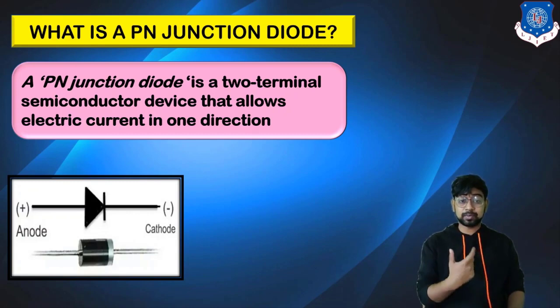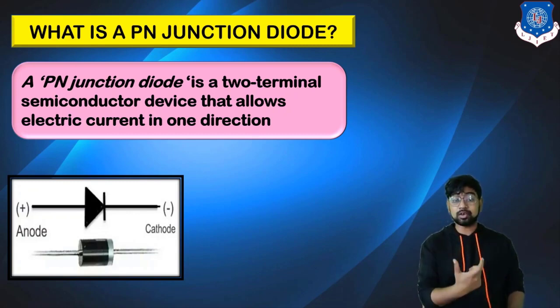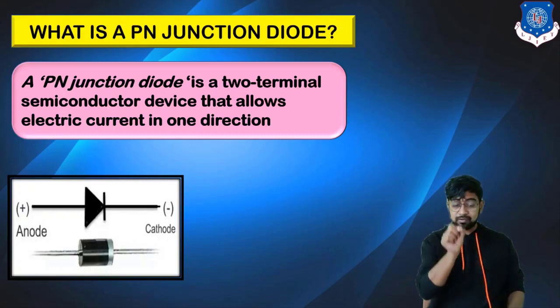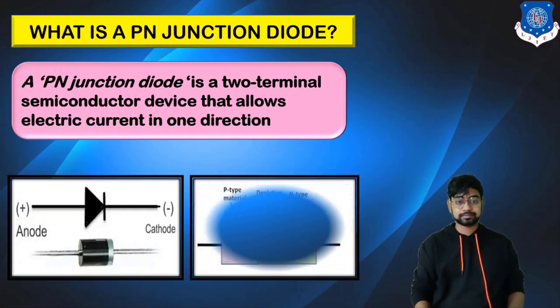That is a simple representation. Just below that you have the real-life look of the diode. You can see that silver line is there. That silver line indicates the cathode. Obviously the other side would be your anode.